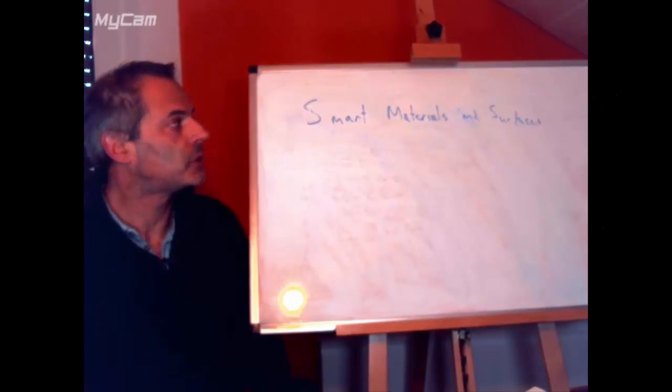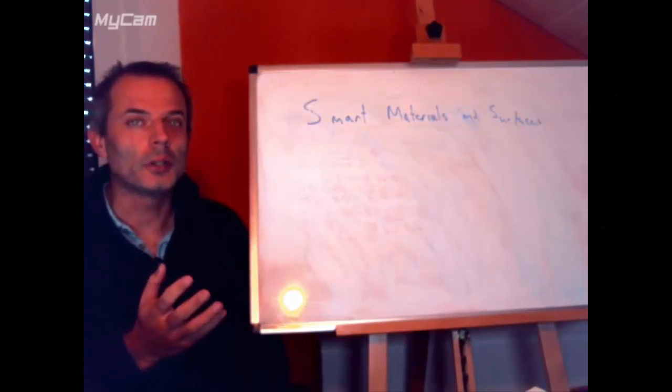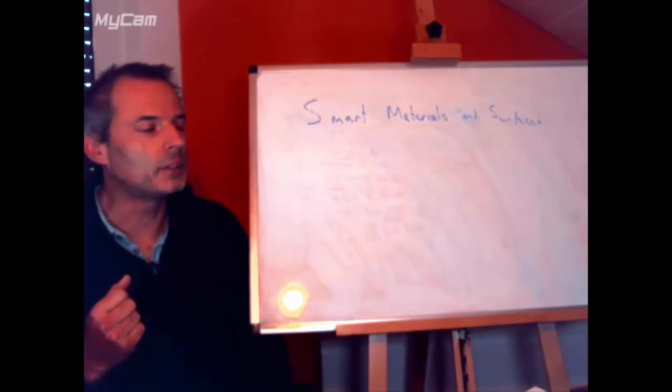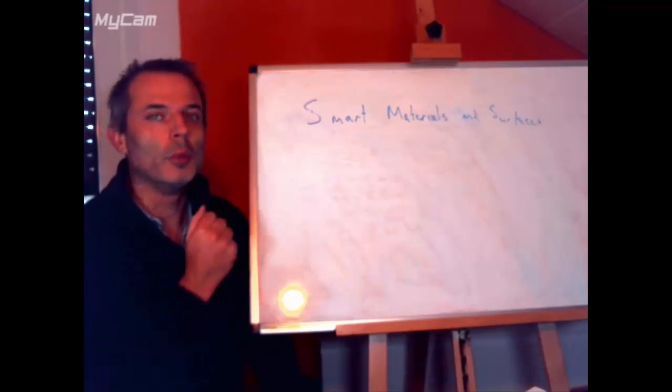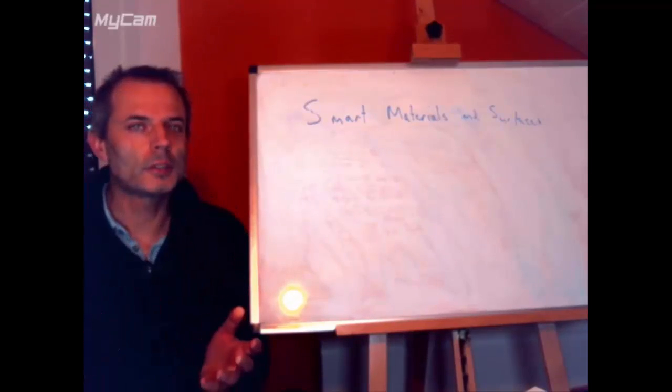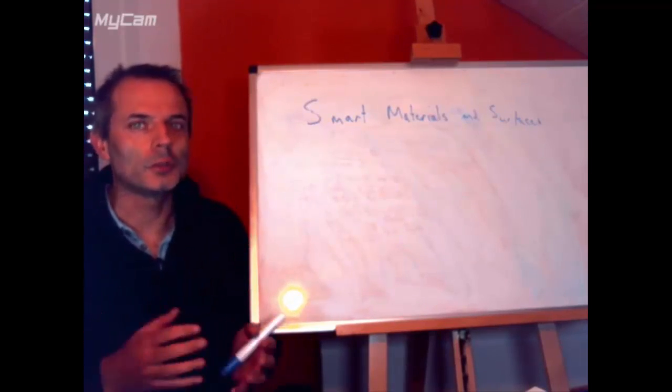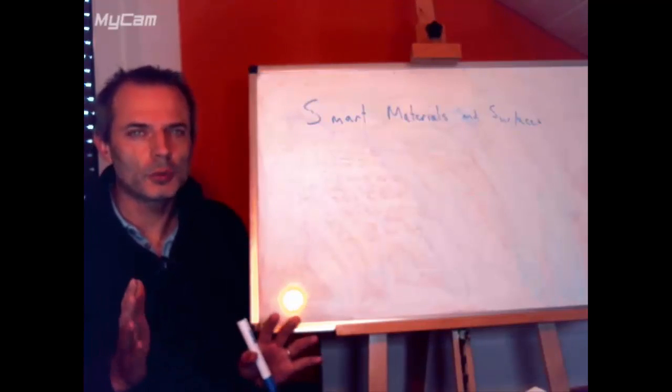to smart materials and surfaces. Today we're going to talk about analytical techniques, so how we can use materials to measure things. So the first thing that we want to think about is a quartz crystal microbalance, which is just one technique.